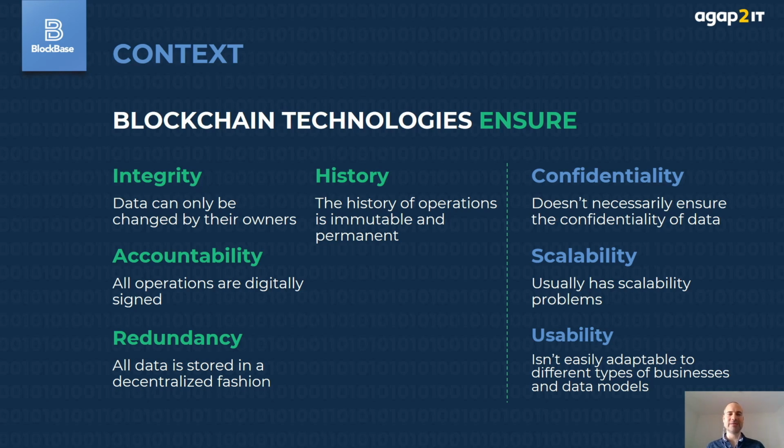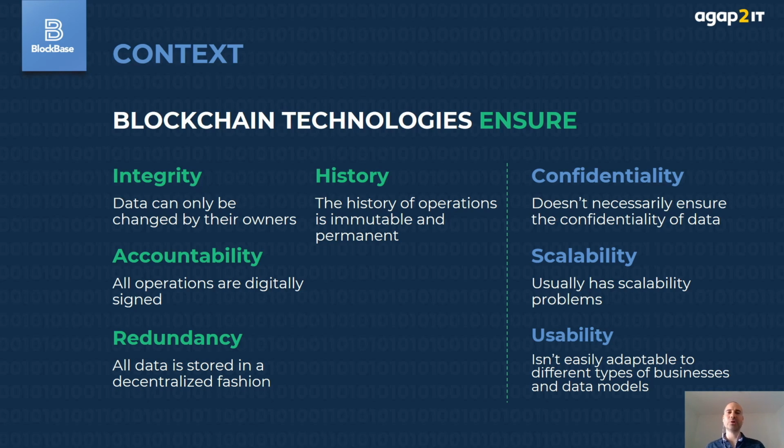In blockchain, you have accountability because all operations are digitally signed. You can know who did what and when. And you have redundancy. It's a distributed network, so all nodes store the same data and therefore it is redundant. And it's not like a central redundancy, it's a distributed redundancy where any participant can participate on the network and store their own copy of the data.